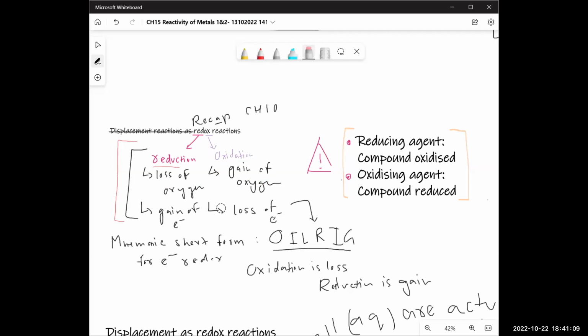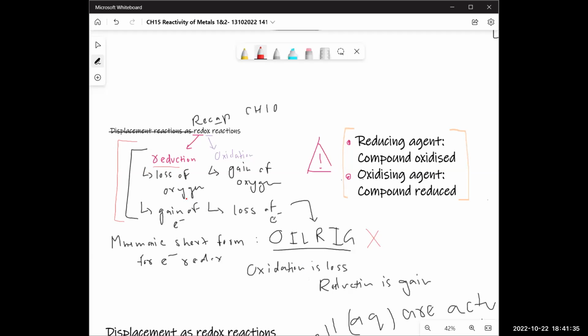So what we realize is, one is the opposite of the other. Oxidation is gain of oxygen and loss of electron, and reduction is loss of oxygen and gain of electron. There's one short form, just like for the reactivity series, which is OIL RIG. Oxidation is loss of electron, and reduction is gain of electron. But I would prefer you use this. This is not something I prefer. It is going to confuse you.